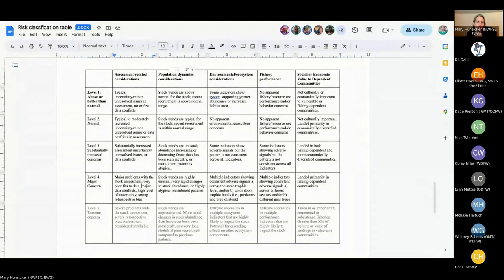One thing we wanted to discuss today, in addition to the different levels or tiers and the classifications, is the number of columns that we have here, and whether we want to keep, for example, the fishery performance column or the social and economic value to dependent communities column, or how we can adjust those columns to better tune the table to the California Current and the Pacific Fishery Management Council, and whether this type of information might be better here in the risk table or in the species selection table that we talked about on Monday.